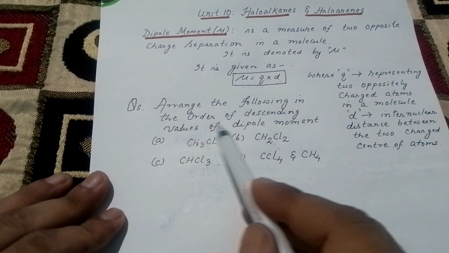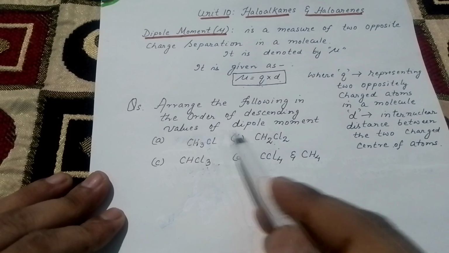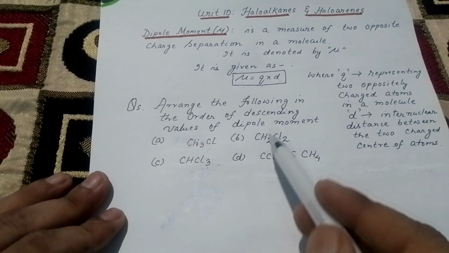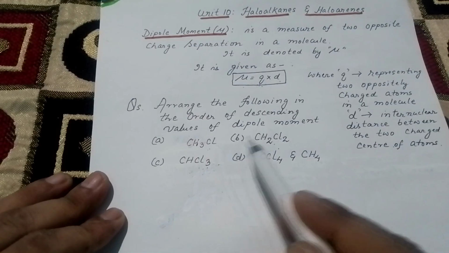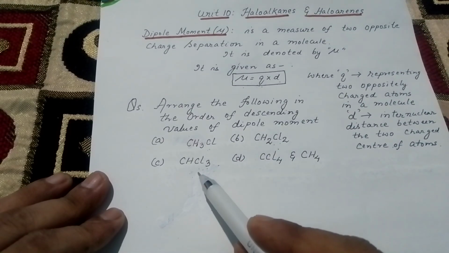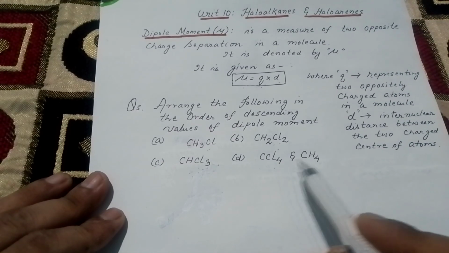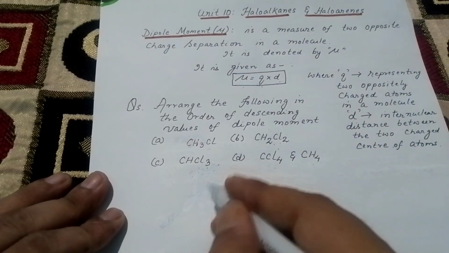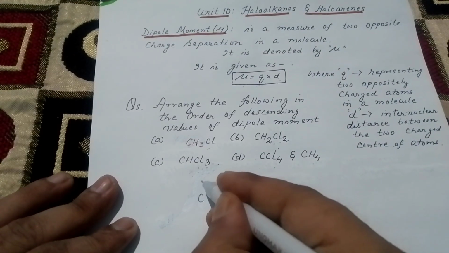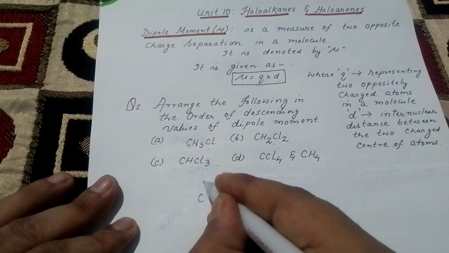Straight away, we have to deal with the situations. Now arrange the following in the order of descending dipole moment. This is very important, and they will ask you to predict the dipole moment of these four: first, methyl chloride; second, dichloromethane; third, trichloromethane, also known as chloroform; fourth, tetrachloromethane; and methane. First of all, we will draw the structure, then we will go for the explanation and diagnosis of each molecule.